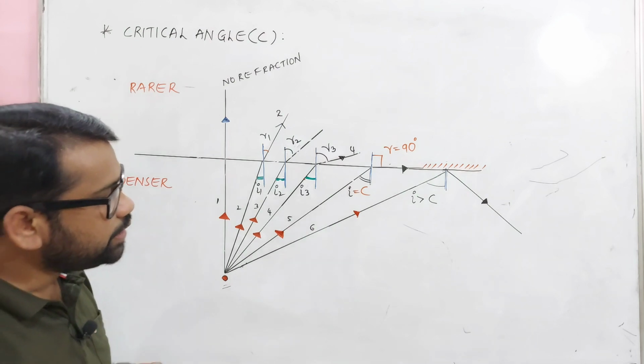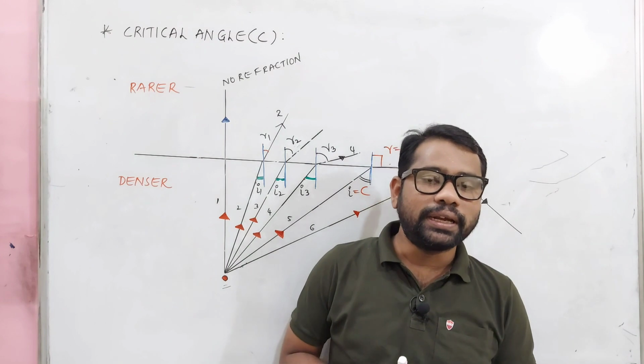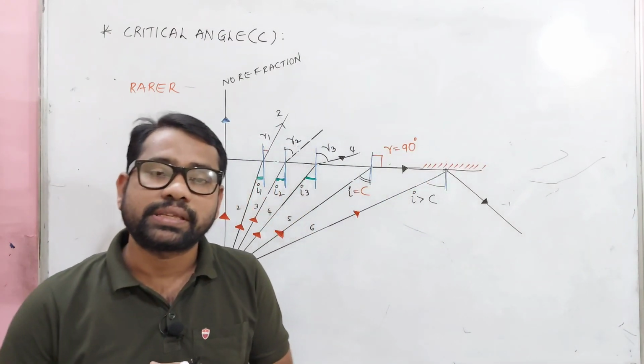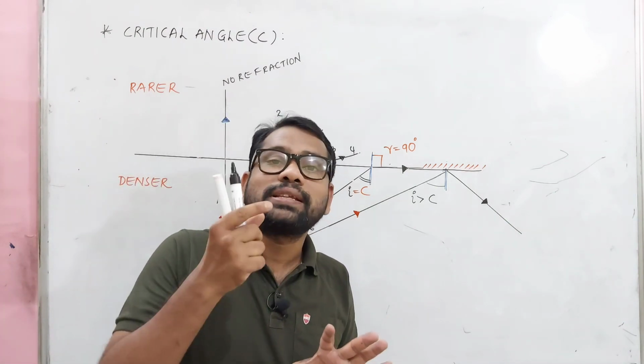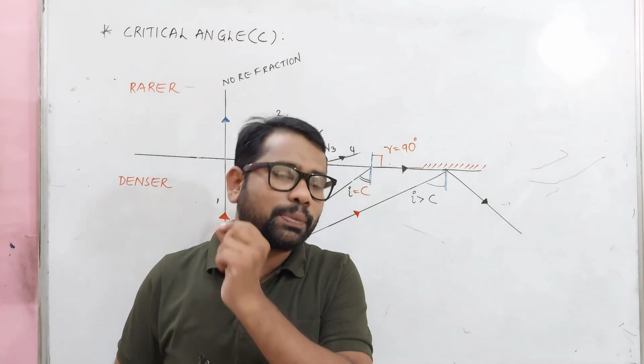This surface acts like a mirror. So this is actually the concept of total internal reflection. So very important, children. Here we have to understand the very important thing: when the angle of incidence exceeds the critical angle only, what happens? Total internal reflection takes place.